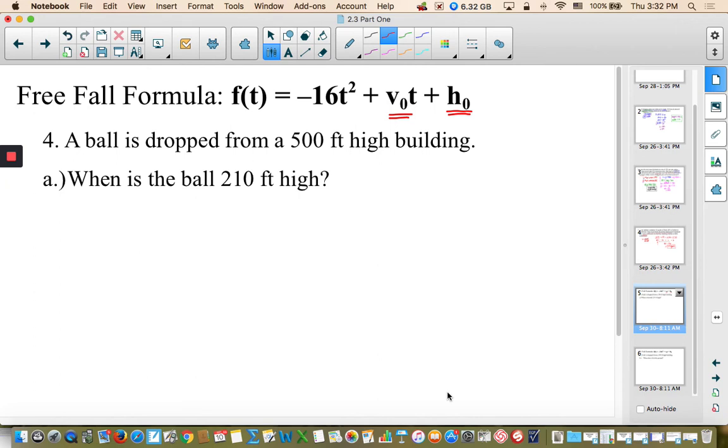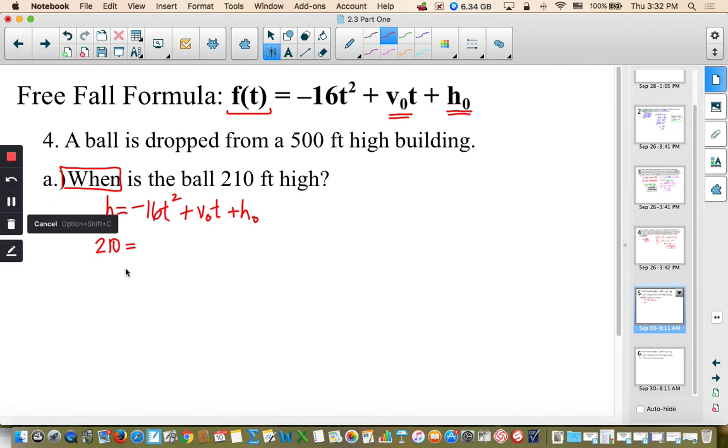Okay, so if I look at my formula right here, this f of t, that's the total height. So it's height equals negative 16t squared plus v sub 0 t plus h sub 0. I know that when is the ball 210 feet high, that's what I want my height to be. So 210 feet high is equal to, what is it I'm trying to find? When, which means the variable that I'm going to have to solve for is the t. So I have negative 16t squared plus, well, I must know v sub 0. v sub 0 is the initial velocity.